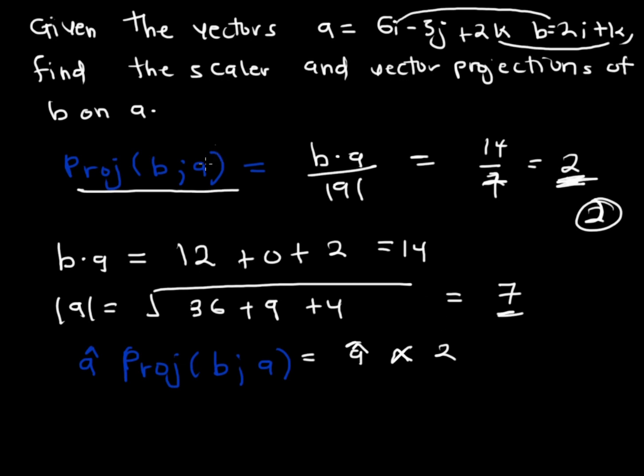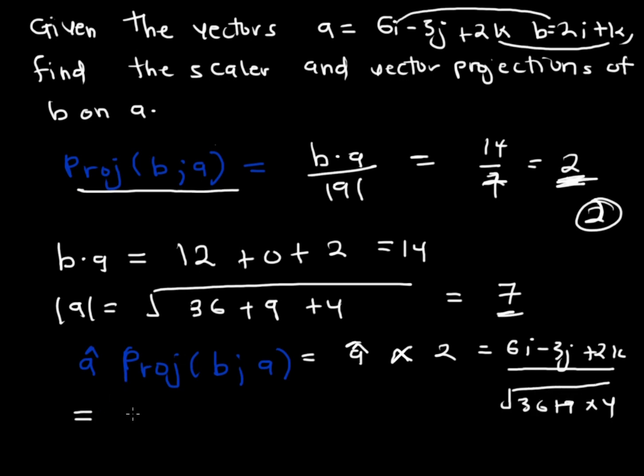Now to find the unit vector of A, we have to take the vector A, 6i minus 3j plus 2k, right? And divide it with the magnitude of A. And the magnitude of A gives us the square root of 36 plus 9 plus 4, right? Of course, and this gives us the square root of 49. Let me continue over here, because all this is multiplied by 2.